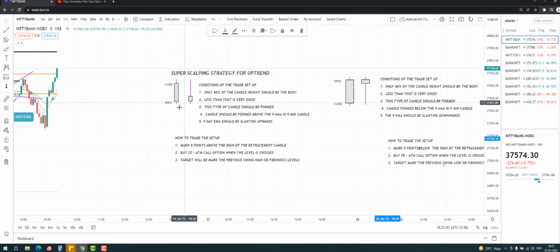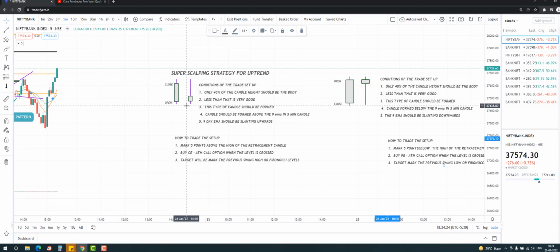This is a normal candle, and everybody knows this is a kind of pin bar or a rejection bar. But what I consider this is called a retracement bar. I named this particular candle a retracement bar. The first condition is that the body size of the candle should be 40% of the total height, or less than 40%. 40% is an average thing. Less than 40%, if it's 30, 35, 20, 25, 10%.